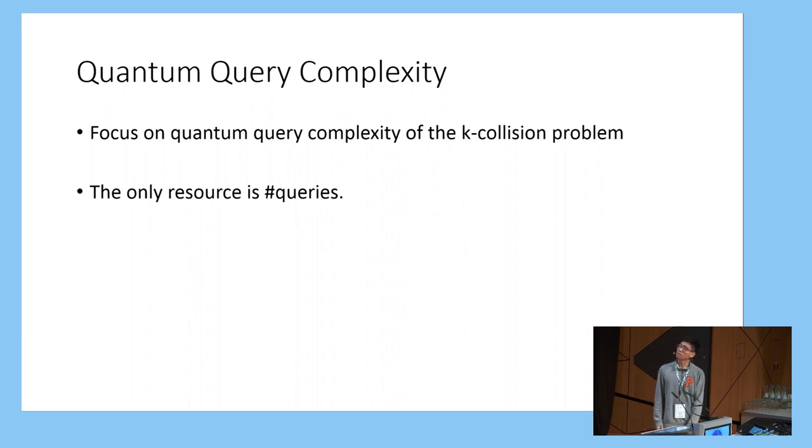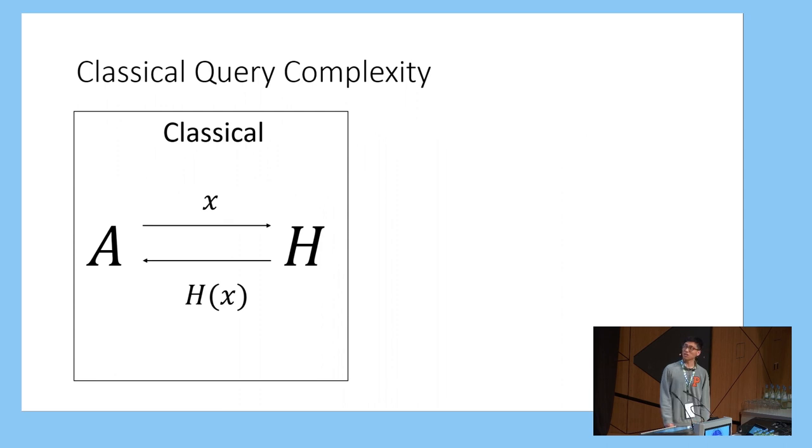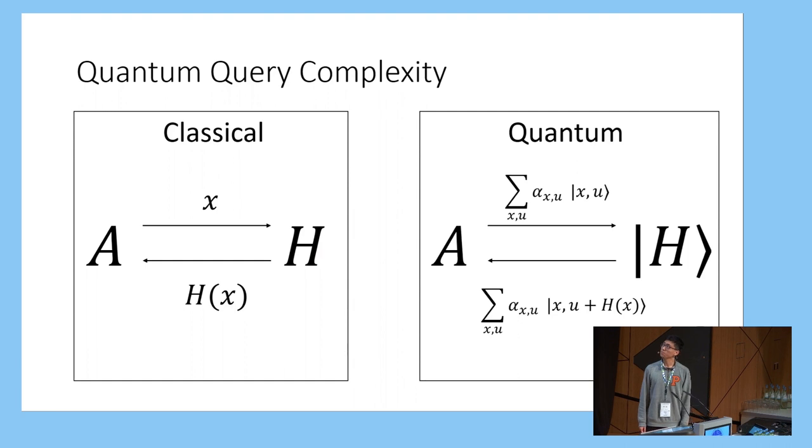So in our work, we only consider the number of queries. This is the classical query complexity. We have a classical computer A and an oracle H. The classical computer A has unlimited computational power, and it is allowed to make oracle queries to the oracle H. The complexity is the number of queries made by A. In a quantum setting, we have a quantum machine A and also a quantum oracle H. A is allowed to make quantum queries, and also it has unlimited computational power as a quantum computer. The query complexity is basically the number of queries made by A.